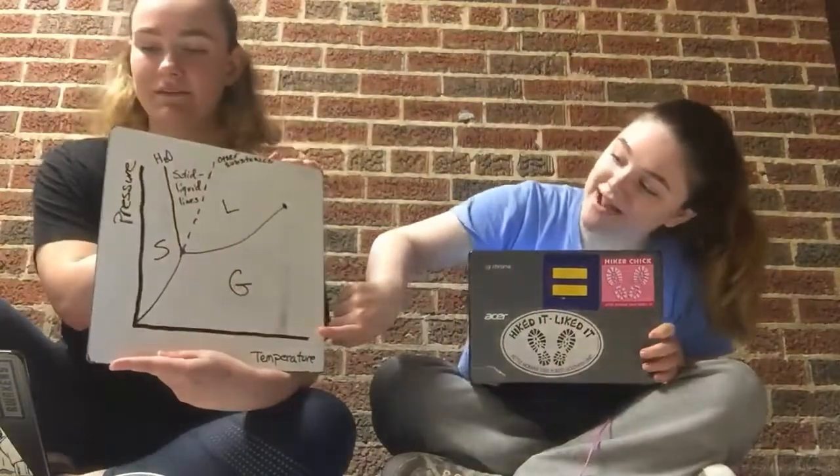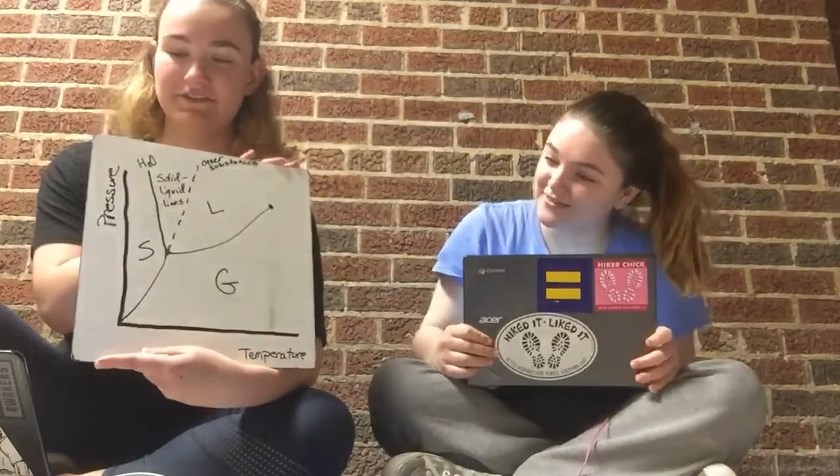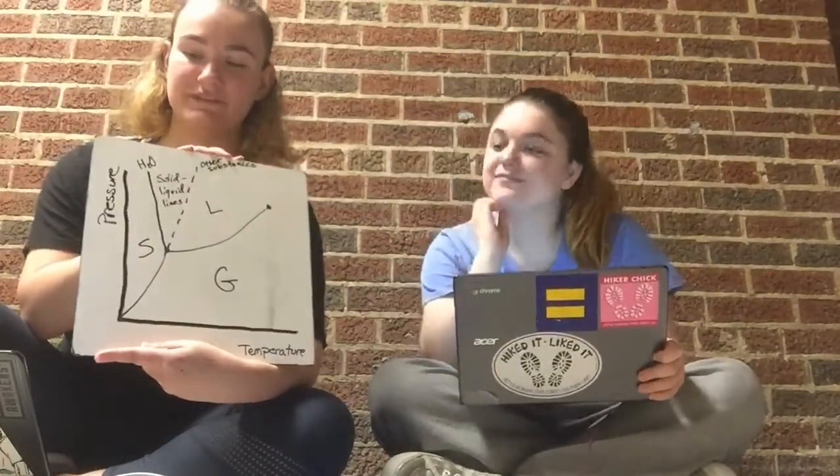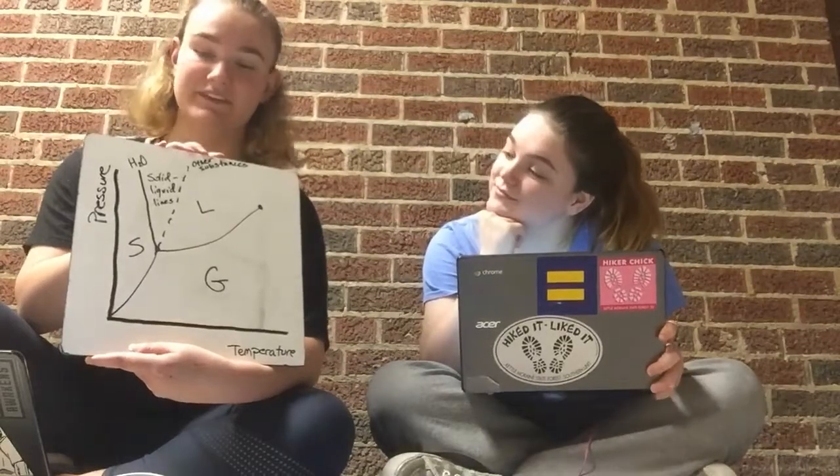Whoa. Back up. Don't you think we should explain to everyone what a phase diagram is first? That would probably be a good idea. So a phase diagram has temperature on the x-axis. And it has pressure on the y-axis. Yep. It shows us at what temperature and pressure a substance will transition into different phases. So each substance has a different phase diagram.